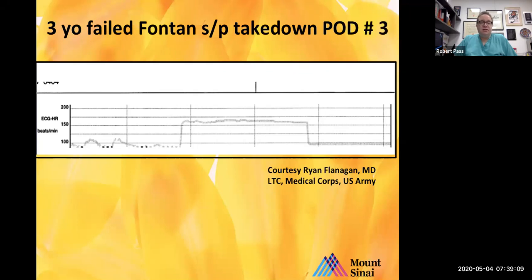Particularly in an older Fontan, say beyond the age of 8 to 10 years, it would be very unusual to see a heart rate much above 100. And certainly 160, unless they were in a stress test, is pretty much guaranteed to be an arrhythmia of some sort, and usually intra-atrial reentry.